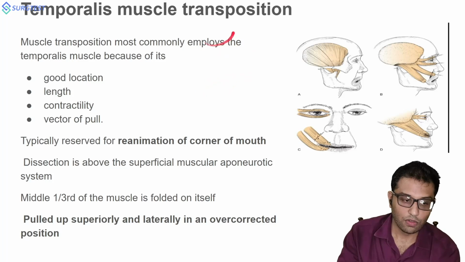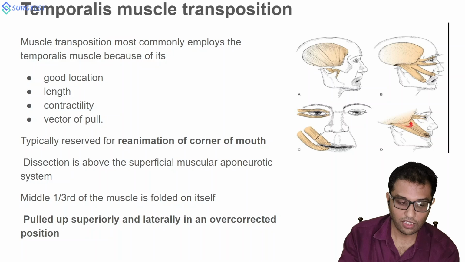So what is happening in temporalis muscle transposition? We are taking this temporalis muscle and we are just transposing it to the angle of mouth or to the eye area to provide that function which was done initially by the orbicularis oris or the orbicularis oculi. This function is done by the temporalis muscle slings.